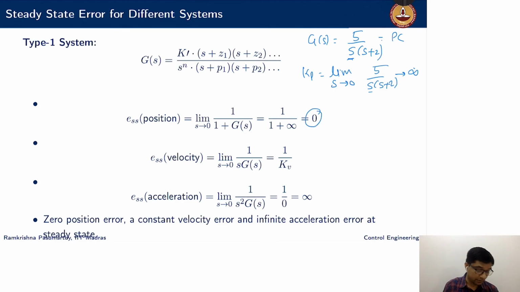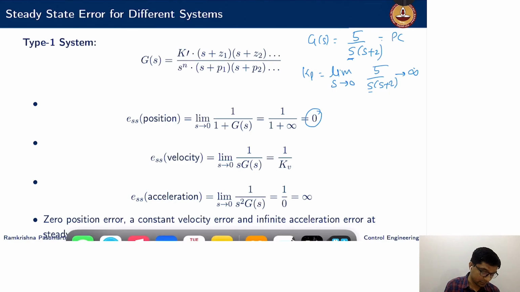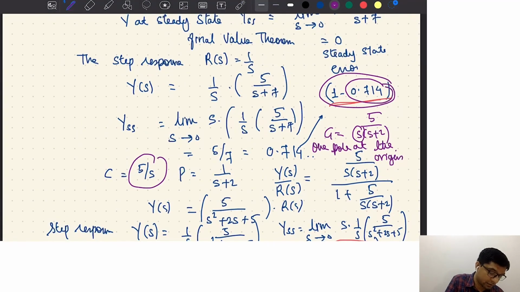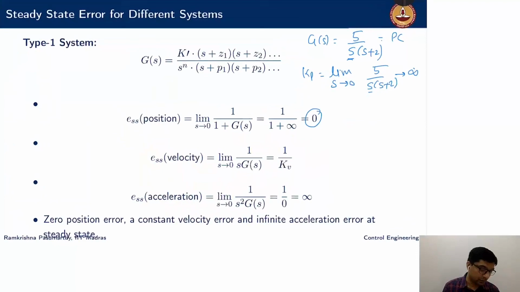That's what we saw in the second example here, right? So this one had a pole at the origin, and the steady state error was 0. So the observation here is that a type 1 system will track a step. A type 1 system will track a step reference with 0 steady state error.